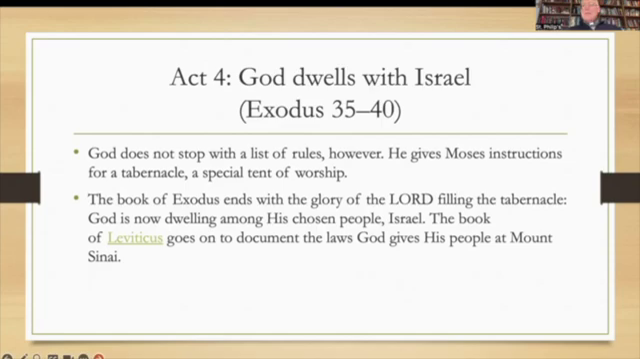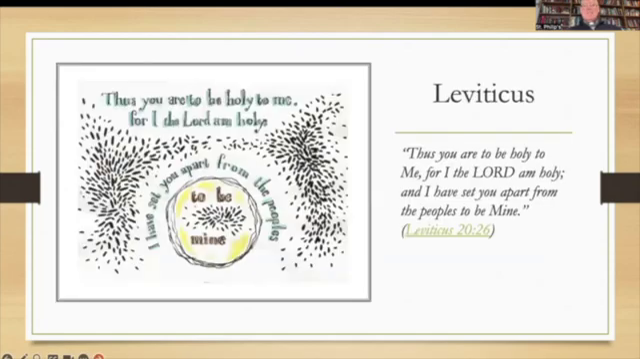God does not stop just with the list of rules. God gives instructions for Moses to build a tabernacle, a special tent of worship in which the Ark of the Covenant and the 10 Commandments will be located as a symbol of God's living presence with the people. The book of Exodus ends with the glory of the Lord filling the tabernacle. God is now dwelling among his chosen people, Israel, and the next book will go on to document all the laws that God gives his people on Mount Sinai.